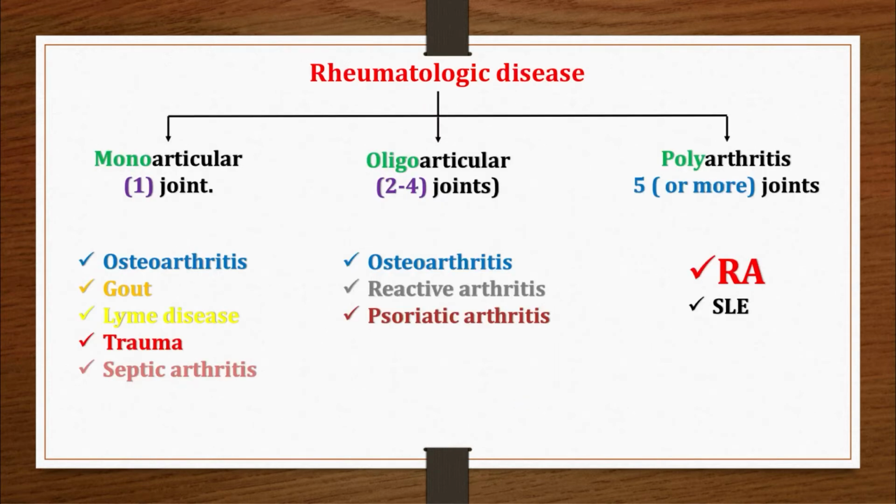So, rheumatologic disease can be categorized as monoarticular, which affects one joint, oligoarticular, which affects 2 to 4 joints, and polyarticular, which affects 5 or more joints, right? Here remember that rheumatoid arthritis is polyarticular, whereas osteoarthritis can be mono- and oligoarticular. Though rheumatoid arthritis can start as mono-, oligo-, or polyarticular, the advanced disease is always polyarticular.